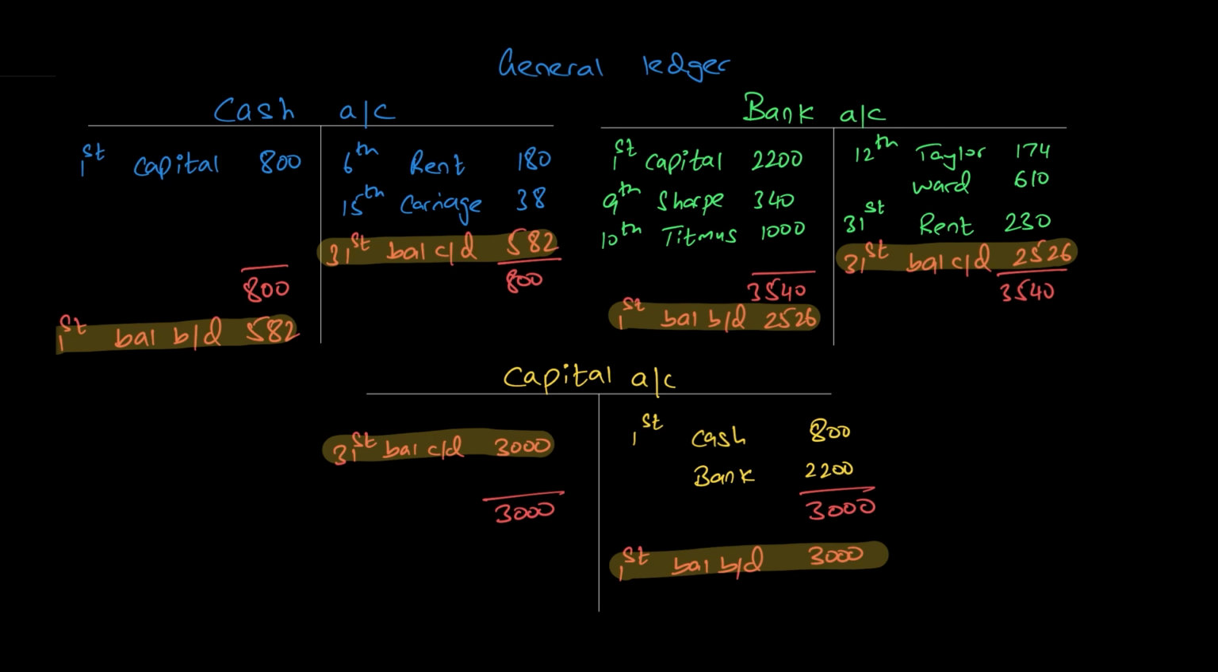Okay, now that we have prepared our ledgers, we need to draw a summary of this. So let's just go through our ledgers once. We just finished off our general ledger where we saw our cash account. Remember their balances. Cash has a debit balance 582. Then we drew the bank account, debit balance as well. Capital account had a credit balance.